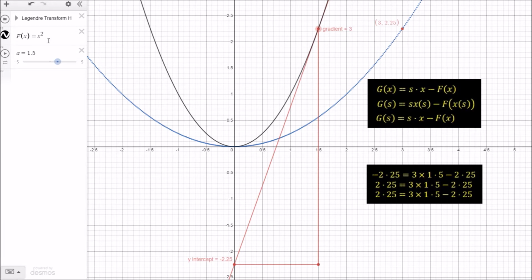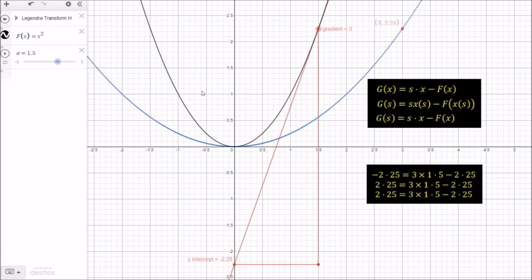So let's say for example we start off with our function f of x is equal to x squared. So we've seen this throughout the video series so far. So we've got that function in black here, and the Legendre transform is the function in blue. Now let's put values in here for our x, and we'll work out and see that the left hand side is the same as the right hand side, and we'll ensure we understand what each of the terms is.